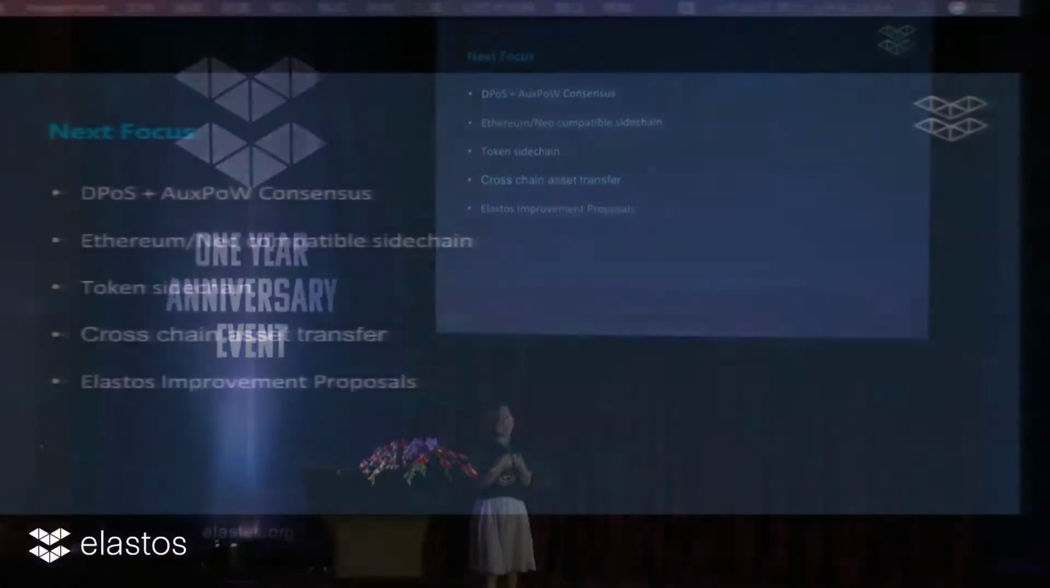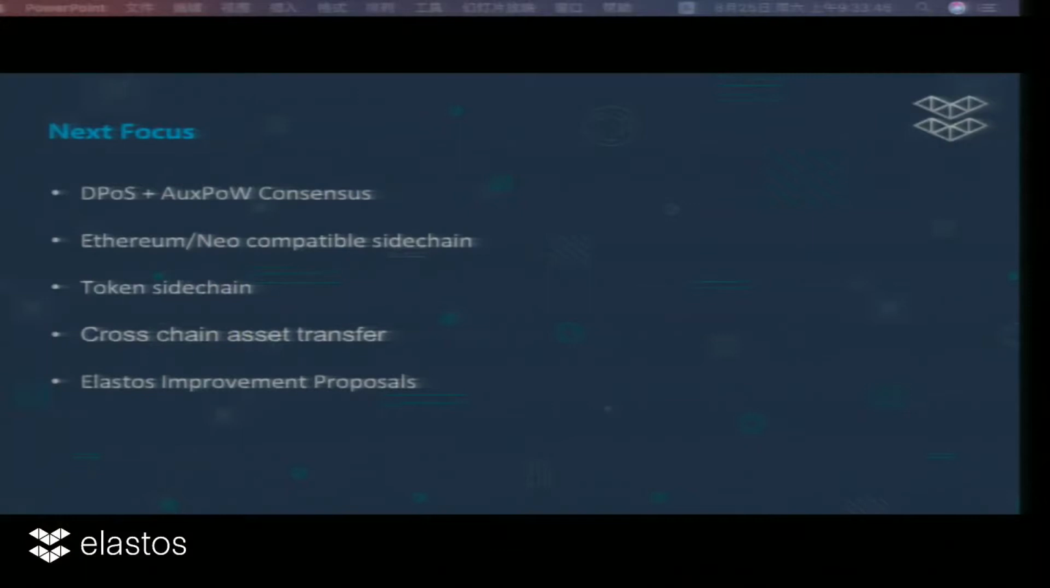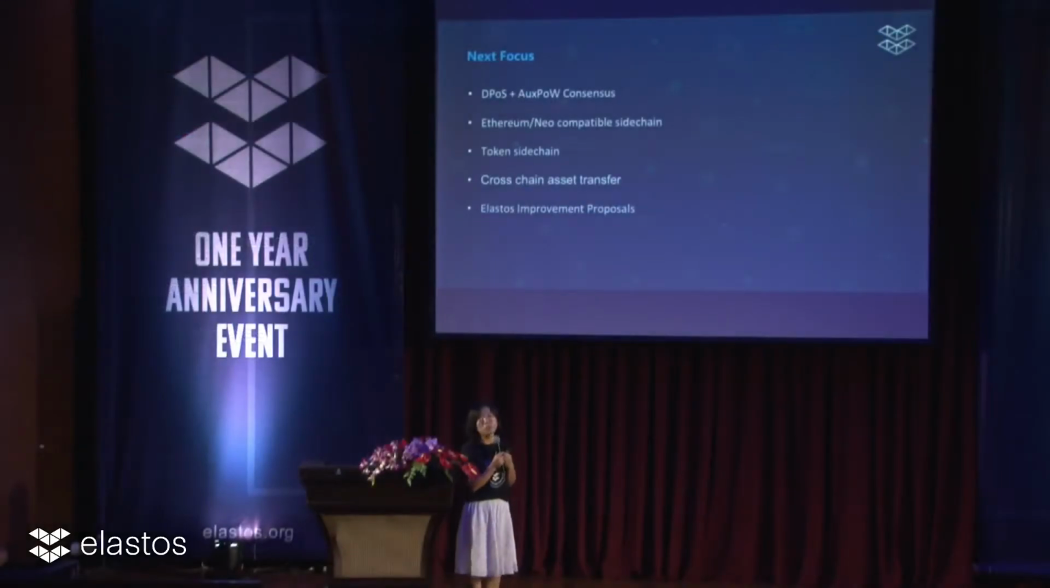We're still continuing. In the next half year, or the next few months, we will focus on the following topics. First, by the end of this year, we are going to add a new layer of depot consensus based on the current POW. This will shorten the transaction confirmation time and also mitigate the risk of hard fork.